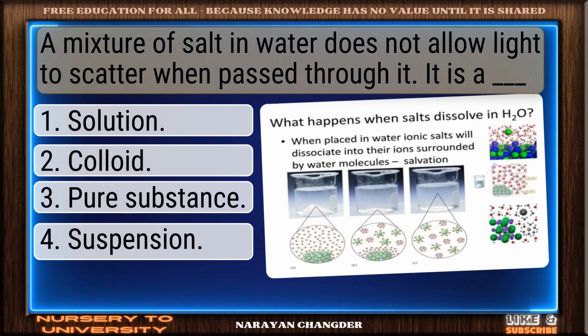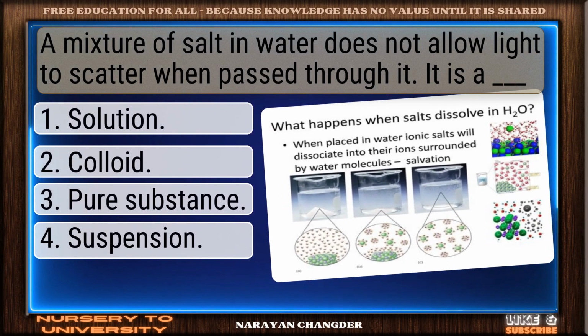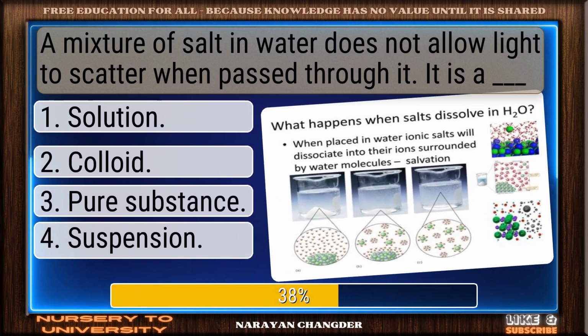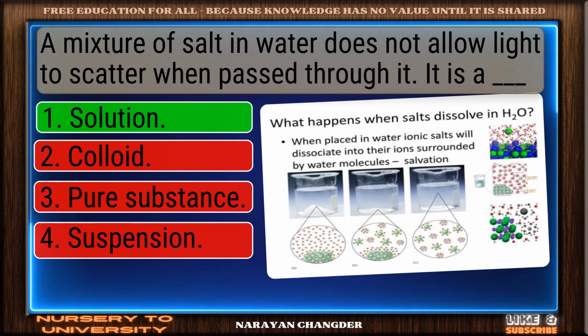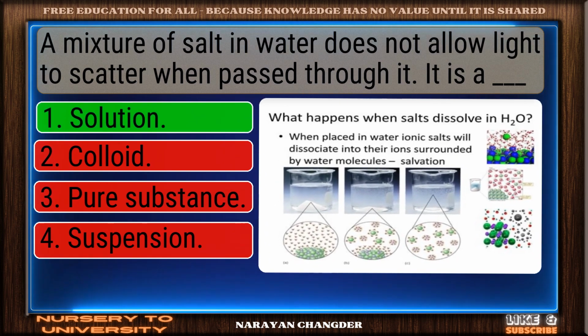Question number 50. A mixture of salt and water does not allow light to scatter when passed through it. It is a dash. Good thinking. Solution is the right answer.